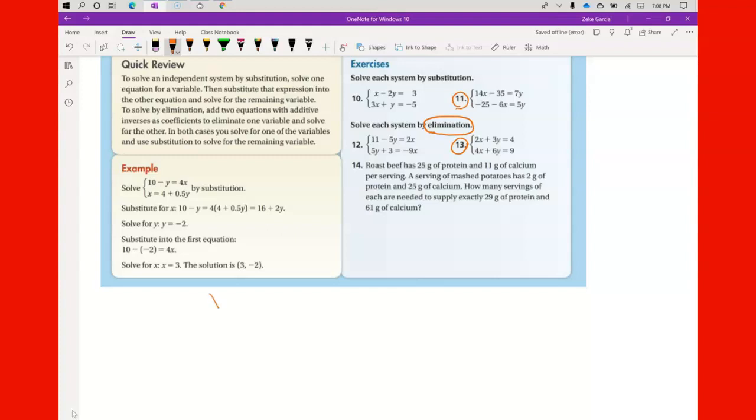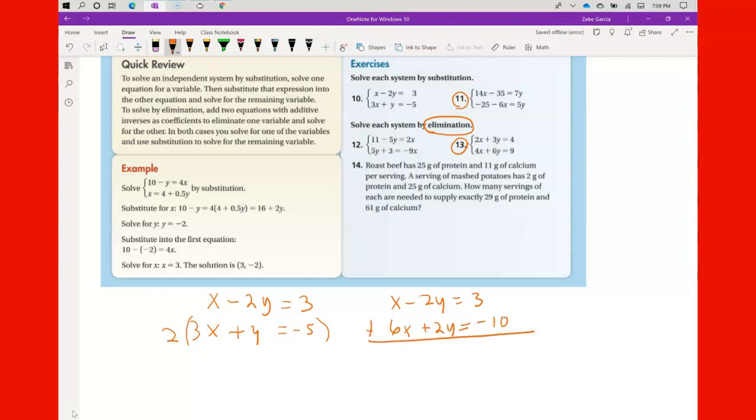So we're going to do number 10. So we have x minus 2y equals 3. And then we have 3x plus y equals negative 5. And you notice that we can almost eliminate the y's. So what you're going to do is multiply by 2. So you have x minus 2y equals 3. Go ahead and distribute the 2. So 2 times 3 is 6x. 2 times y is 2y. And 2 times negative 5 is negative 10.